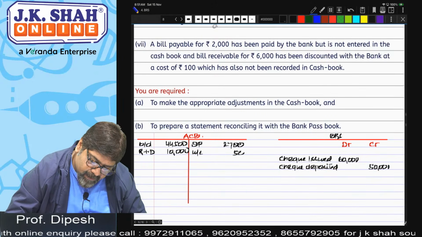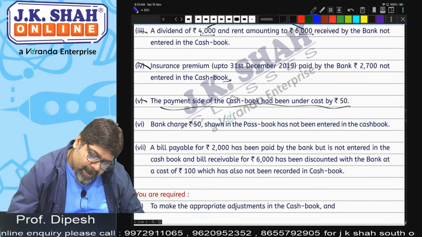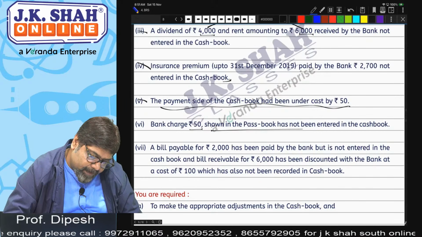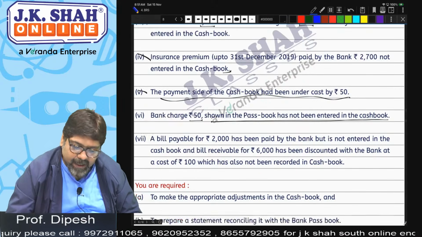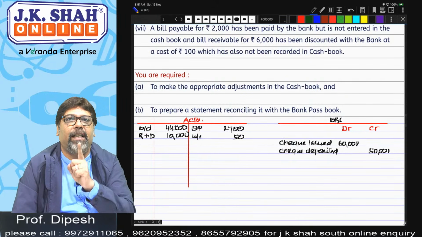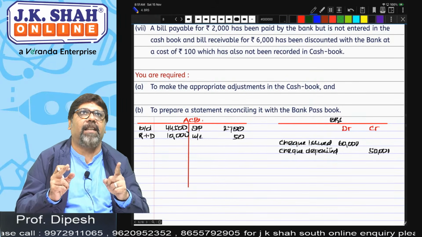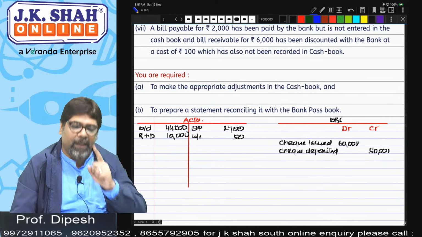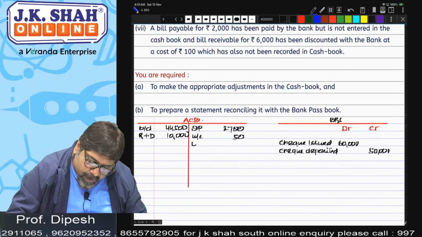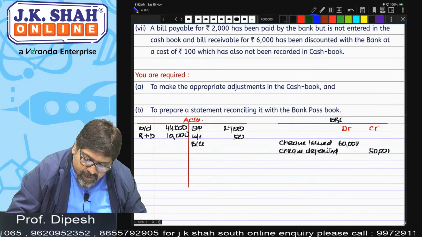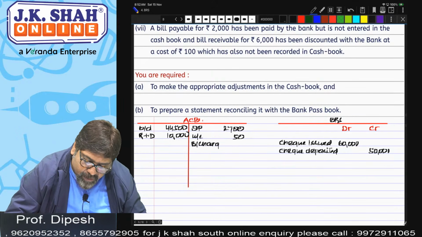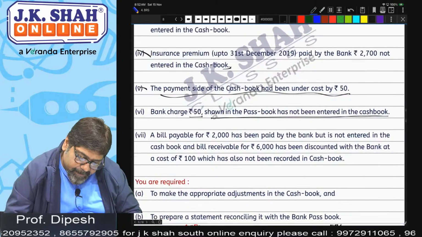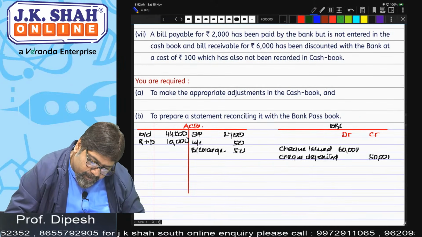Undercast 50. Then bank charges 50 shown in the passbook have not been entered in the cash book. Bank charges are an expense. Expense will come in the cash book on which side? Sir, expense will come on the cash book credit side. Wonderful. Bank charges not recorded in cash book. How much? 50.